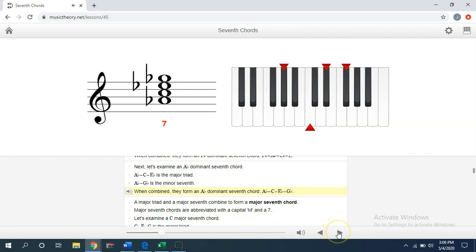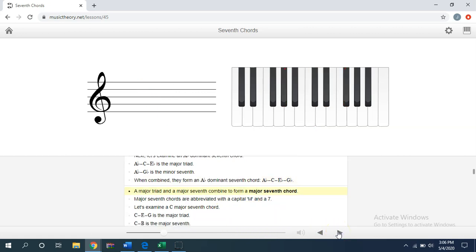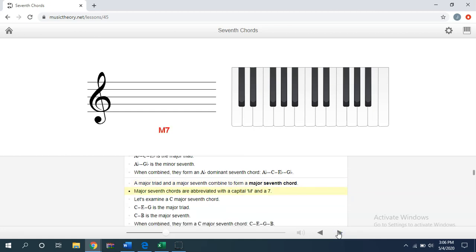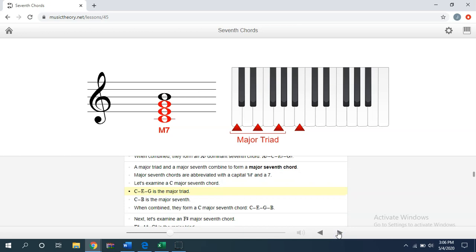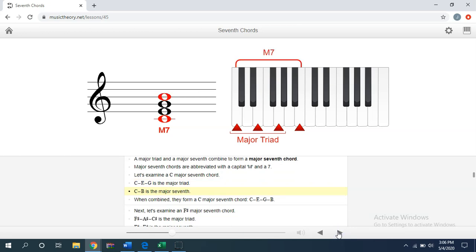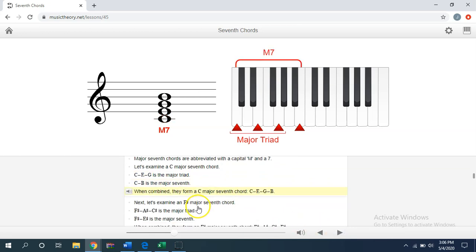All right, we're going to talk about one more 7th chord today. A major triad and a major 7th combine to form a major 7th chord. So instead of going down a half step, we're just going to leave the note the same. Okay, so a major 7th chord is a capital M with a 7. And let's examine the C major. Look, no accidentals. It's all white keys, just like in the key of C. C, E, G, major triad. C to B, major 7th. When combined, they form a C major 7th chord.